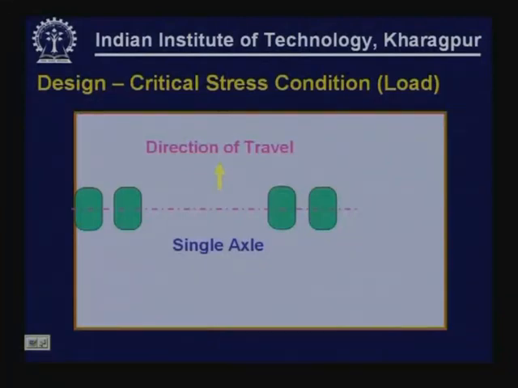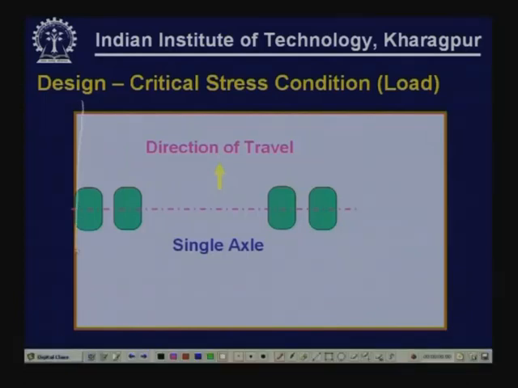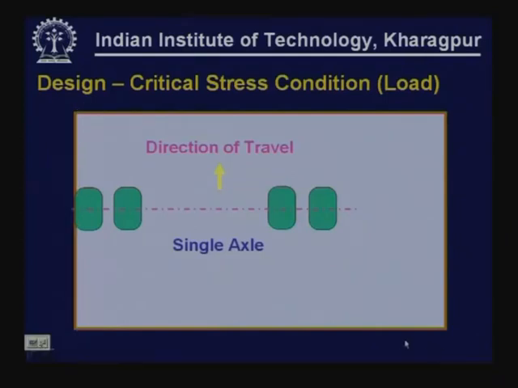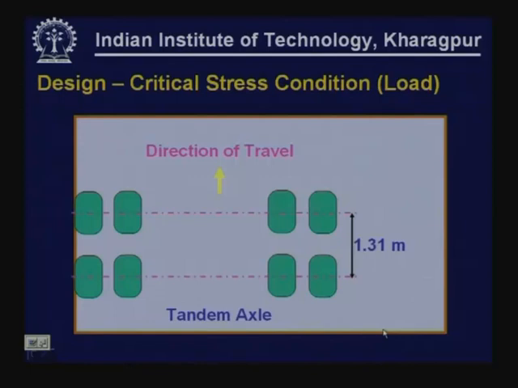What we have just stated is depicted here. So, this is the case where the tire imprints are placed tangential to the longitudinal edge. This is the longitudinal edge, this is the direction of travel. So, the tire imprints are placed close to the tangential edge, this is the critical position. Similarly, this is a tandem axle with tire imprints placed tangential to the longitudinal pavement edge.